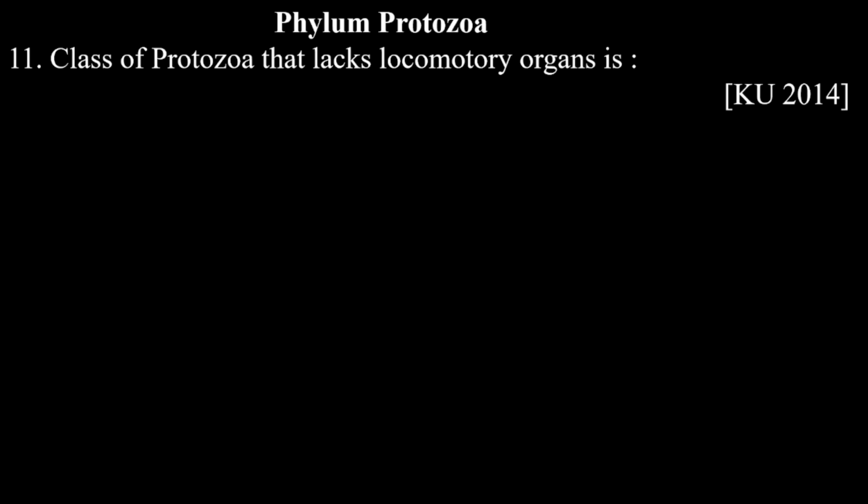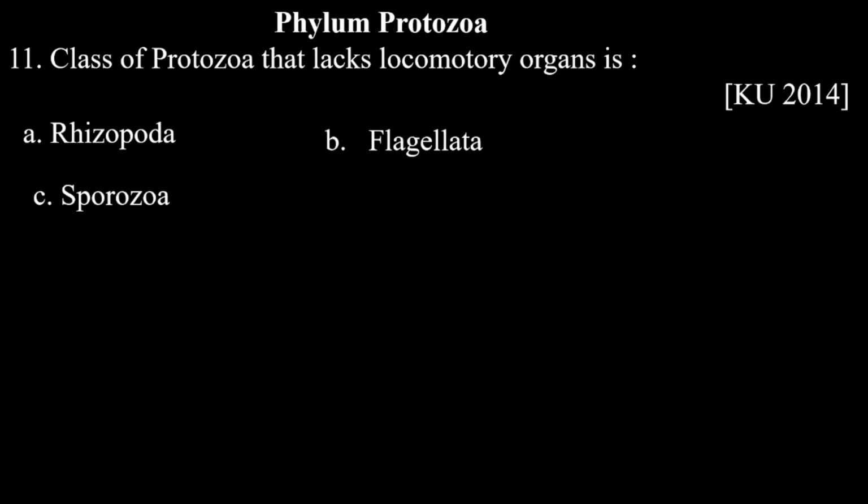Question number 11. Class of protozoa that lacks locomotory organs is, your options are A. Rhizopoda, B. Flagellata, C. Sporozoa, D. Ciliata.